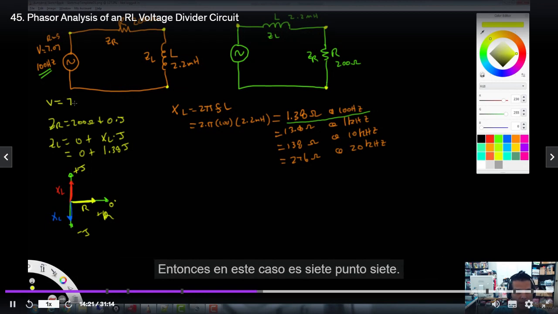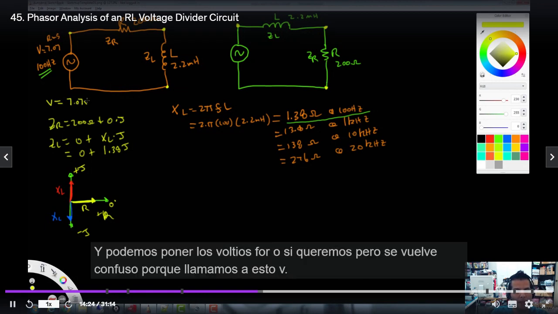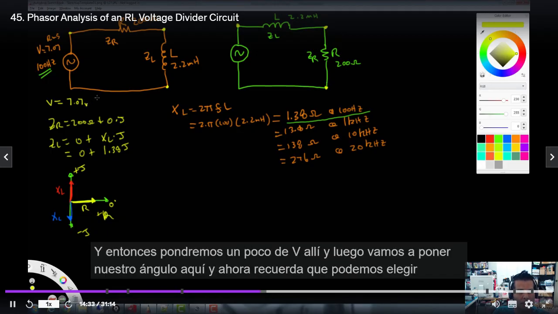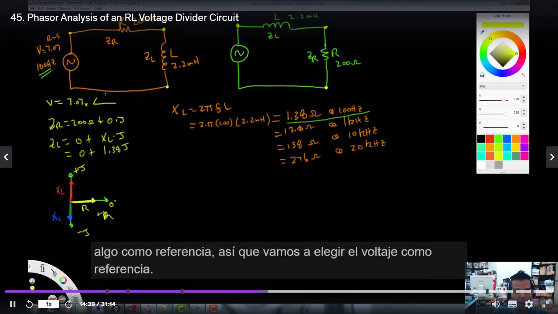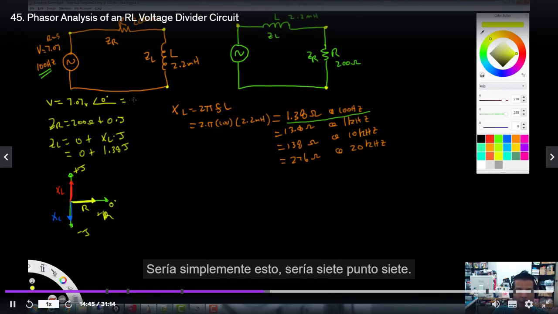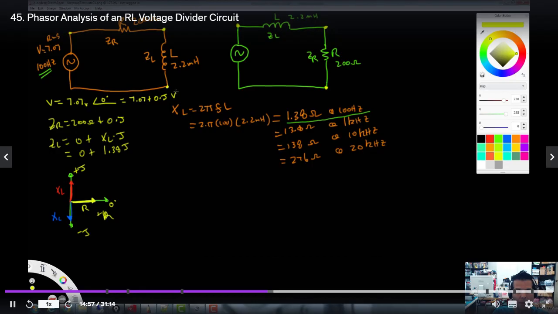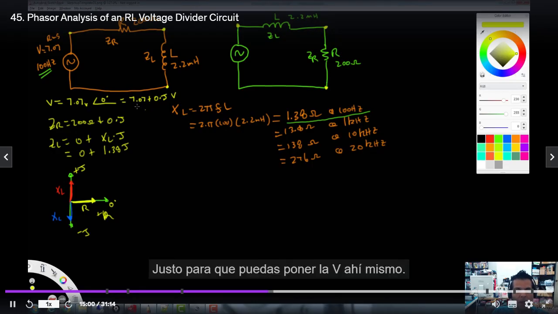All right, so in this case, it's 7.07, and we can put V for volts there if we want, but it gets a little confusing because we're calling this V, so we'll put the little v there, and then we're going to put our angle here. And now remember, we get to pick something as a reference. So we're going to pick the voltage as a reference, so we're going to put 0 degrees. If we wanted to put this in rectangular form, it would be simply 7.07 plus, and then there's no imaginary component, so it would just be 0J. And this whole thing is volts, so you can put the V right there. All right, so 7.07 plus 0J. So we've got both formats there.